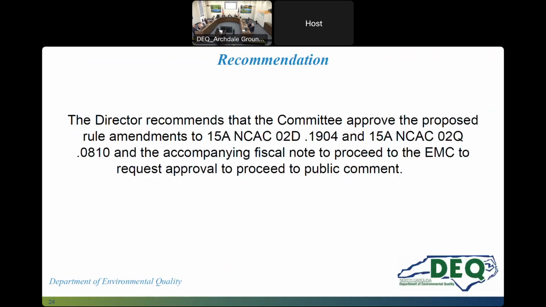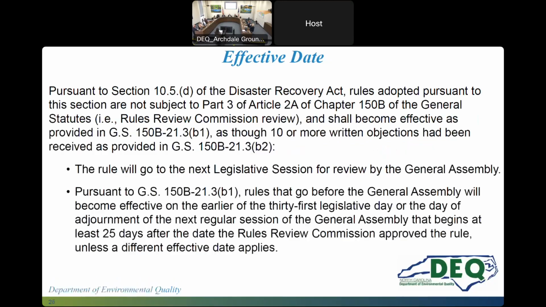So the director recommends that the committee approve the proposed rule amendments to 15A NCAC 02D 1904 and 15A NCAC 02Q 810 and the accompanying fiscal note to proceed to the EMC to request approval to proceed to public comment. One more thing to note is that the effective date is different for this rule and some other rules.